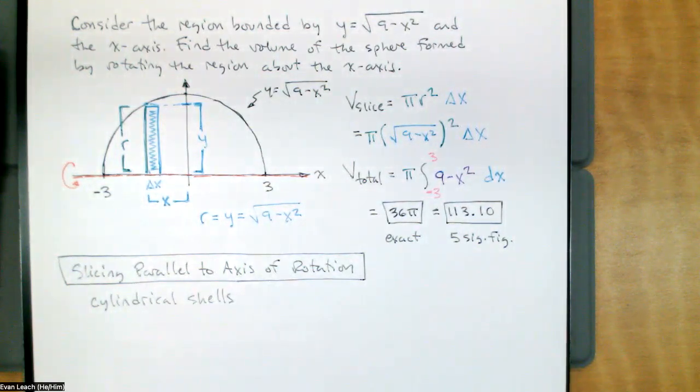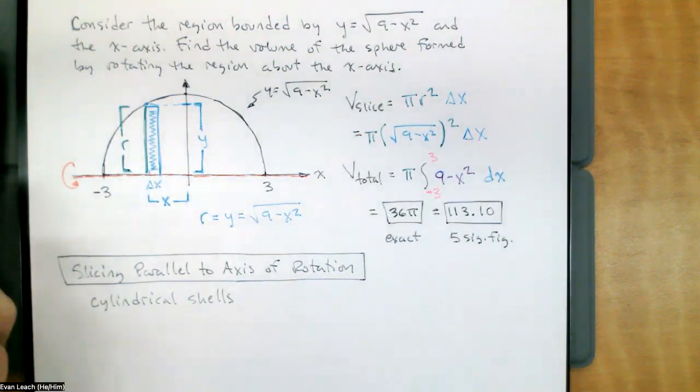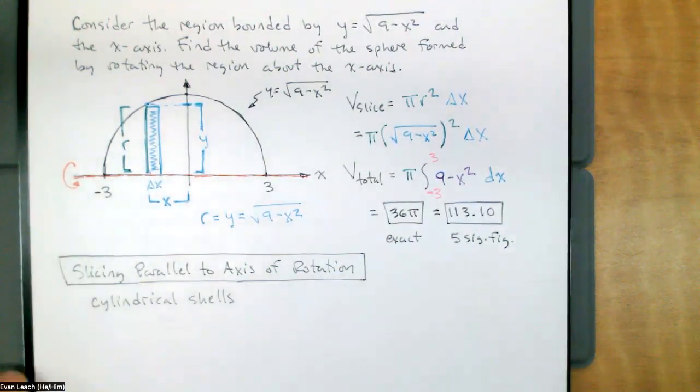So there's another way to find the volume of a solid of revolution. We make discs and washers when we slice perpendicular to the axis of rotation. So we can also slice parallel to the axis of rotation. This is going to be slicing our solid into cylindrical shells. The cylindrical shells are actually going to be rectangular solids.